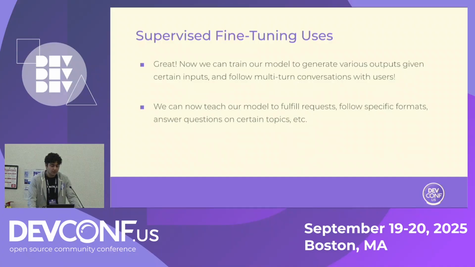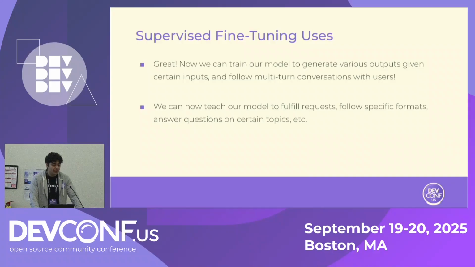So now we can do a lot to actually get our model to generate various outputs given inputs. And it can follow multi-turn conversations. So we can teach our model to do some of the things that I've outlined before. It can fulfill requests, it can follow formats, it can answer questions, and so on and so forth.